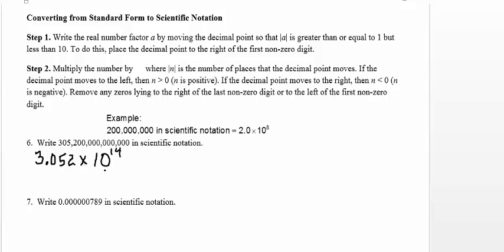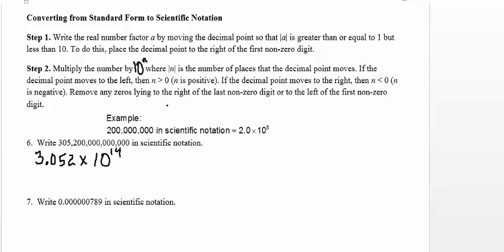Now notice, look at step 2 above. Step 2 is kind of outlining what we just did when we had to deal with the power of 10. So I'm going to be multiplying the number A by 10 to the nth, where the absolute value of n is the number of places that the decimal point moves.